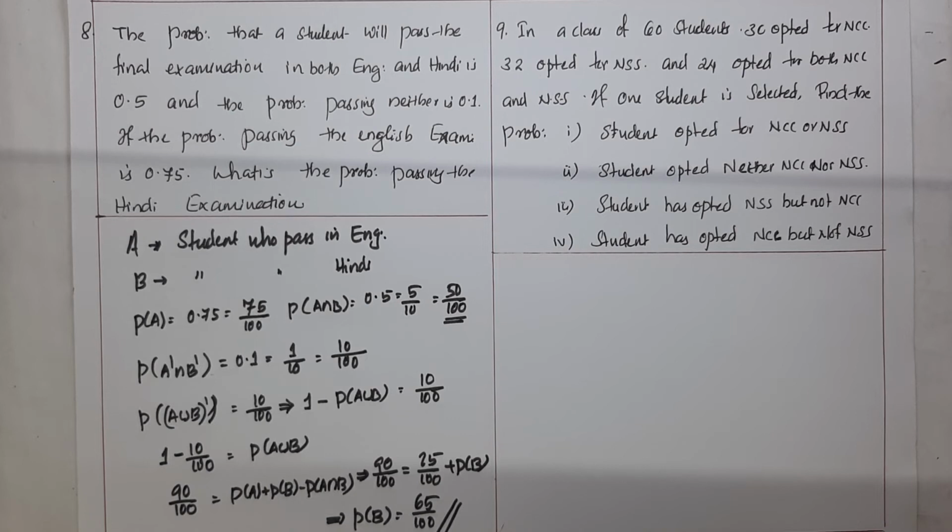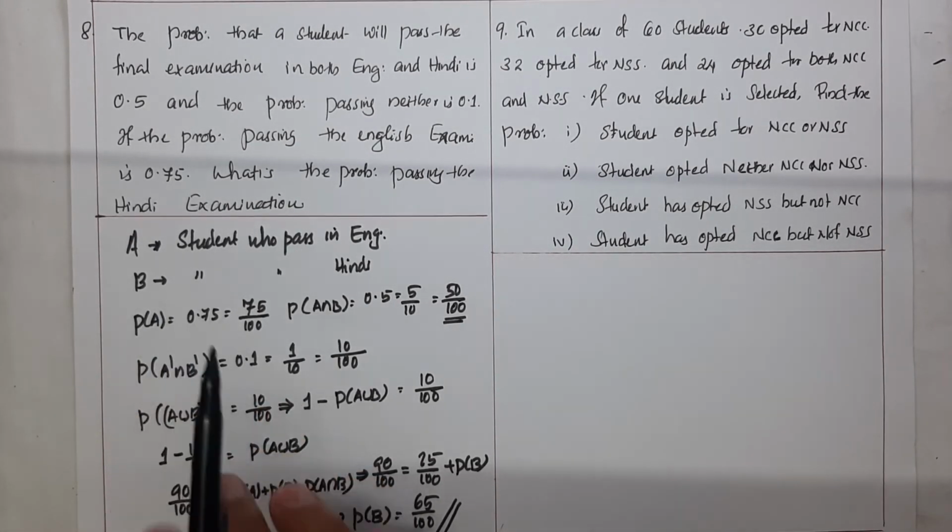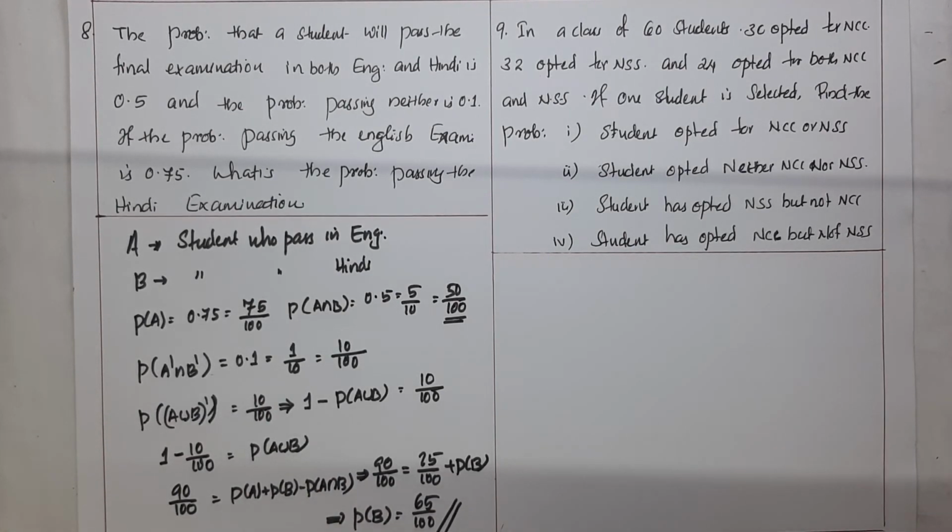It's very simple. Okay, I will repeat one more time. Here the student who passes in the English examination denotes the event A, and the student who passes in the Hindi examination denotes the event B. Here P of A is already given, that is the probability of passing the English examination, 0.75, which can be written as 75 by 100. And both in Hindi and English, the student passing the final examination in both is already given as 0.5, which is written as 5 by 10 or 50 divided by 100.